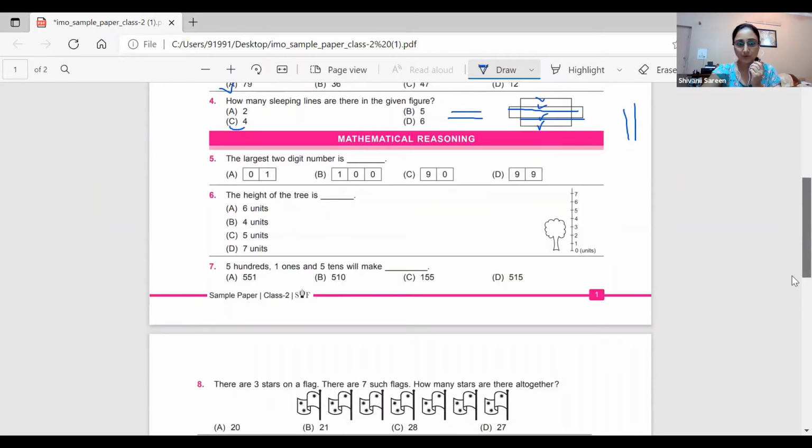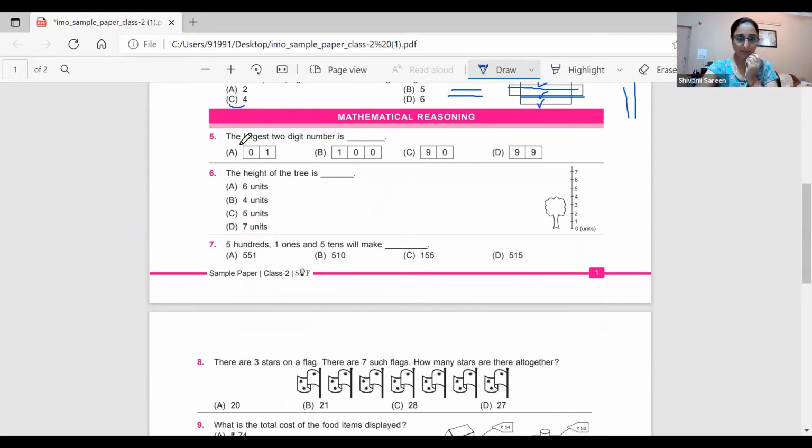Now let's move on to the next question from mathematical reasoning. Now question 5 says the largest 2-digit number is, so which is the largest 2-digit number? It's 99. So largest 1-digit number is 9. Largest 2-digit number is 99. Largest 3-digit number is 999. Largest 4-digit number is 9999. So this is how we find the largest number. Now let's move on to question number 6.